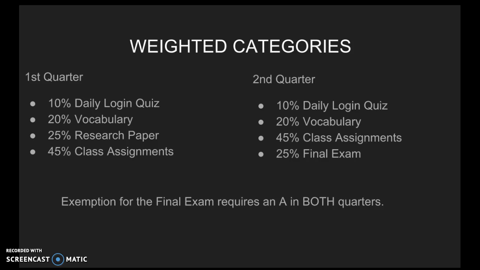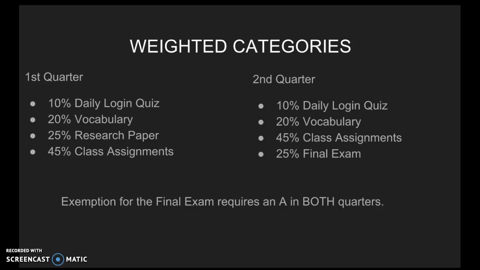Now, each marking period, we have weighted categories. So first quarter, whether it's the first quarter of the year that you're taking it or it's the third marking period, the first quarter of the course will be 10% for your daily login quiz, 20% for vocabulary, 25% for the research paper, and then 45% for class assignments. That's the weighting of the coursework in the first quarter of the course.